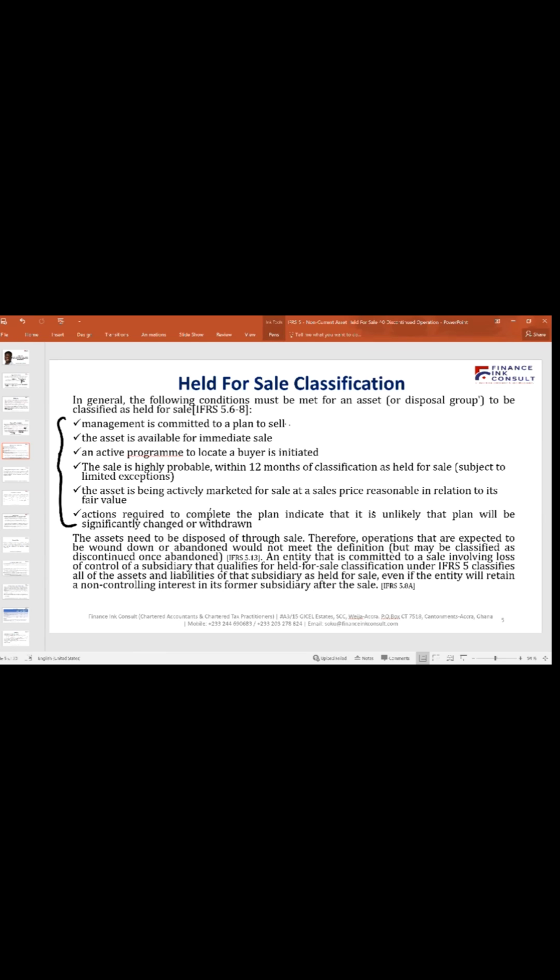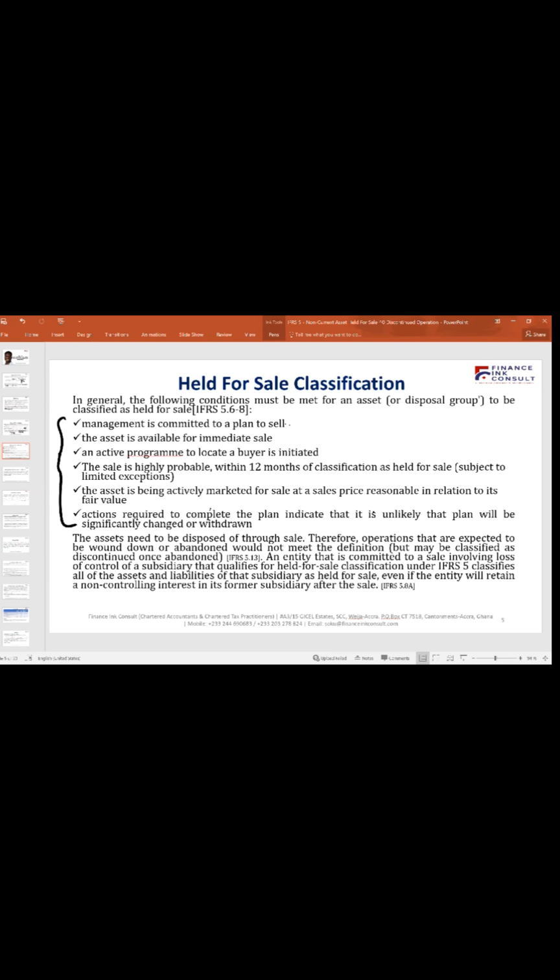That one, management should be committed. So it's not as if today management will say let's sell it, then tomorrow they will say, oh, we've changed our mind. They should be committed to the plan to sell the asset. Two, the asset should be available. Sometimes they will tell you, oh, we are selling it, but you have to give us 2 months, 3 months to go and upgrade it or go and repair. No, no. At the time that we are classifying as held for sale, the asset should be available for immediate sale.